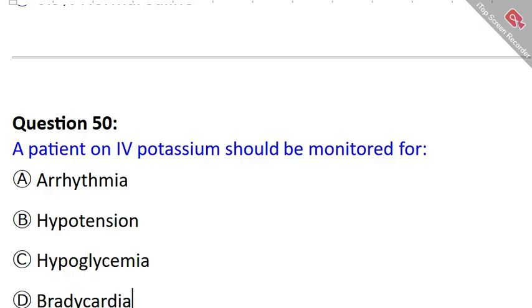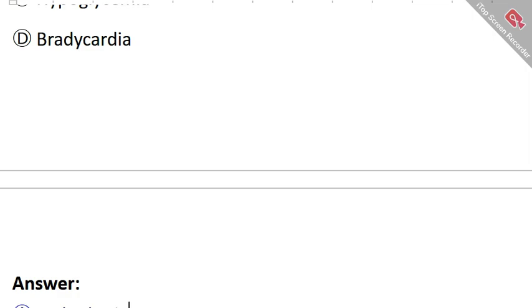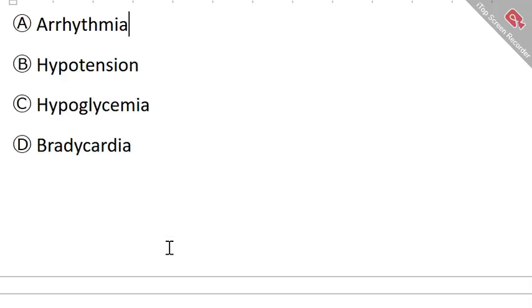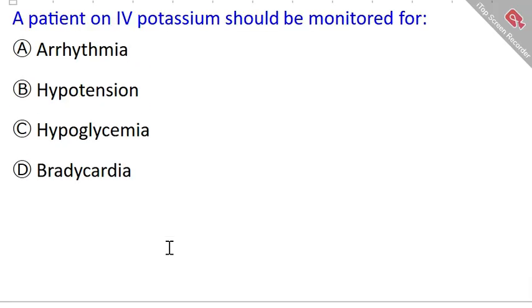So in this scenario, the correct option is option A, arrhythmia. So the nurse will monitor for arrhythmia if a patient is on IV potassium. So that's all. There were 50 questions in this practice test.